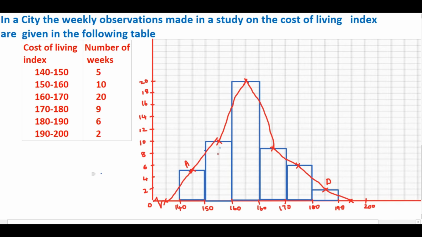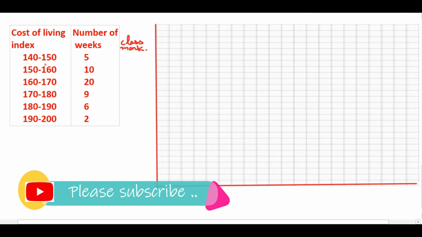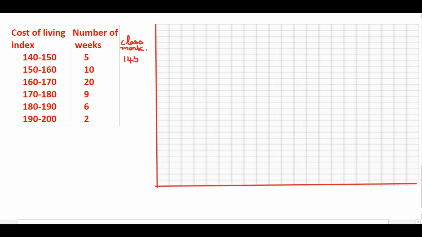So there are two different ways. First way is we need to draw the histogram. After that we need to mark the midpoints, join those midpoints, and we'll get a frequency polygon. Now without drawing a histogram, you can draw the frequency polygon. For that, first step is we need to find out the class mark. And we know that class mark is nothing but upper limit plus lower limit divided by 2. So 140 plus 150 divided by 2 is 145. The same way, the class marks for the remaining classes are 155, 165, 175, 185 and 195.